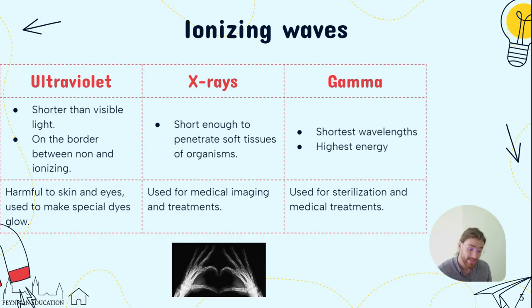And then we have gamma rays. So gamma rays are the shortest wavelength, highest energy, very penetrative. Okay, and the least ionizing of the radiations, but still the most ionizing when it comes to electromagnetic waves. Okay, so used for sterilization and medical treatments.